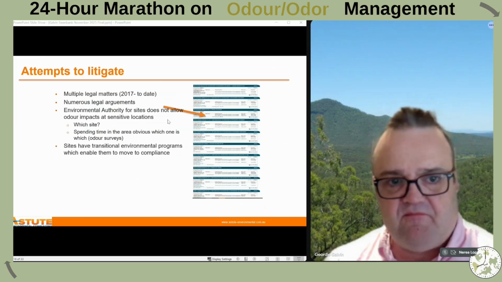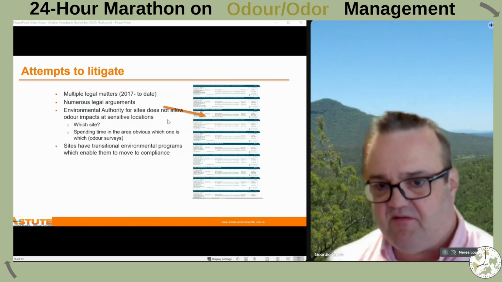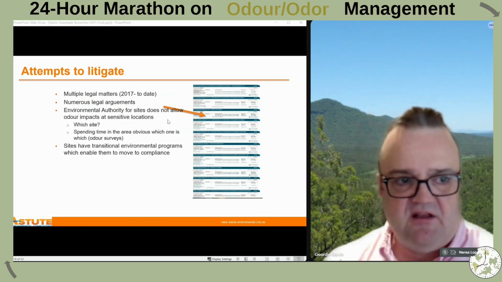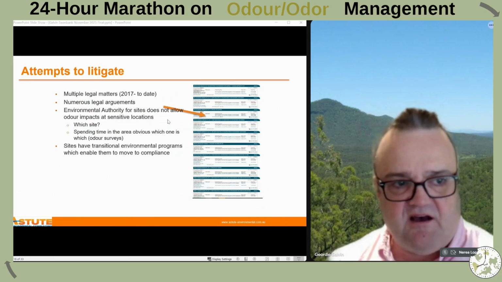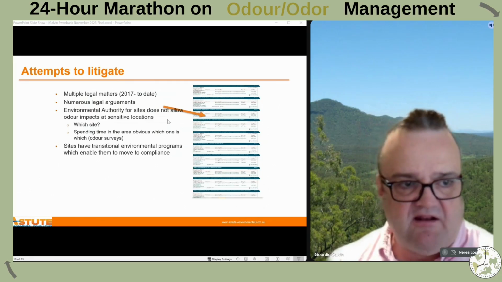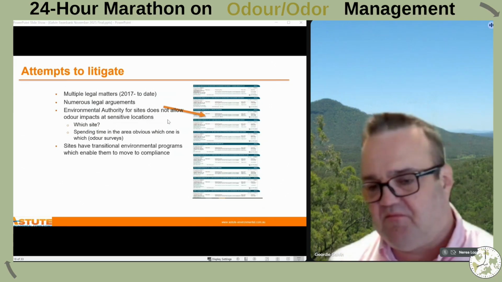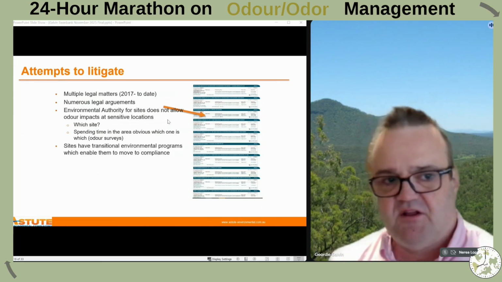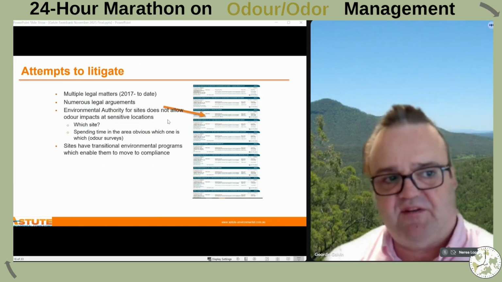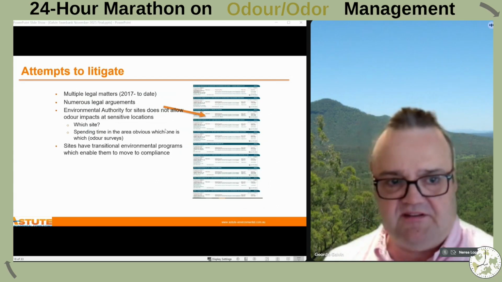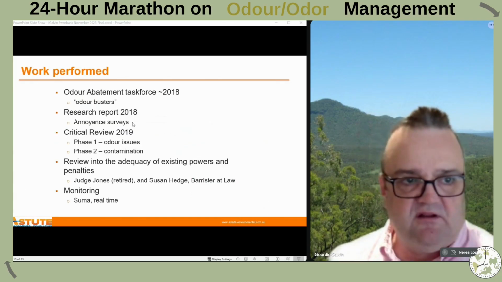One of the main areas of argument has been which site causes the most odour within that area. And if you spend enough time in there doing odour surveys, you can start to differentiate between the sites, but it is an issue at hand. And a number of the sites have transitional environmental programs which enable them to move to compliance, which I'll talk about in a minute. So it's not as if since 2017 nothing's happened. It's a slow process.